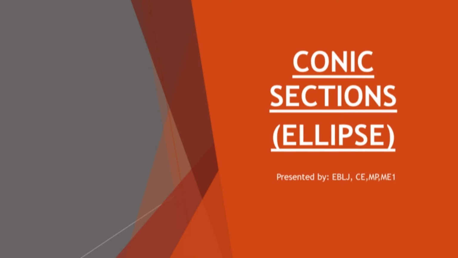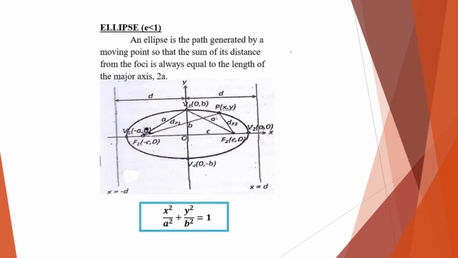Okay, so we are now in the topic ellipse. From the previous topic, on the species of the conic, we already know that an ellipse is identified when e, or eccentricity, is less than 1. An ellipse is the path generated by a moving point so that the sum of its distances from the foci is always equal to the length of the major axis.